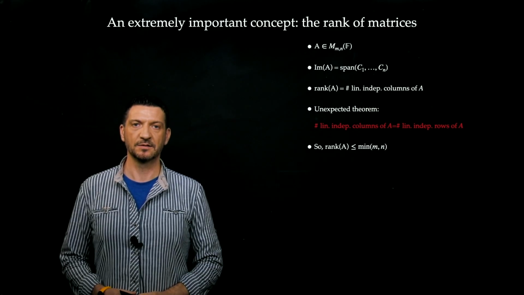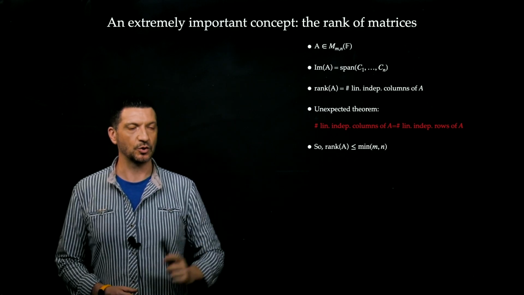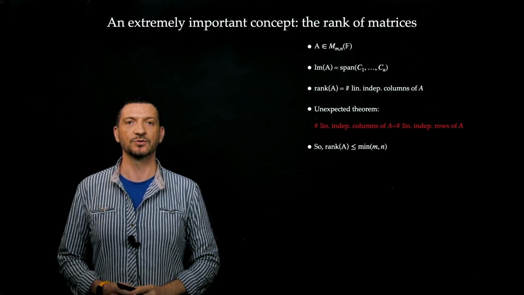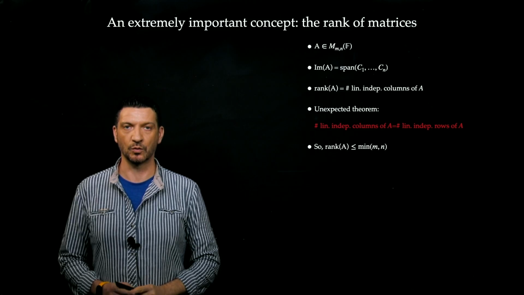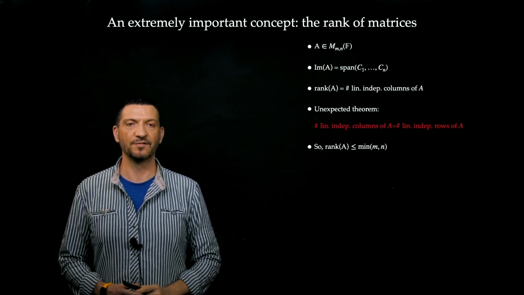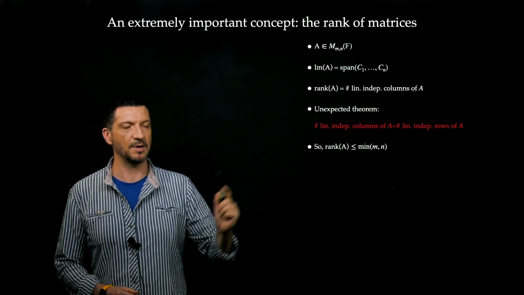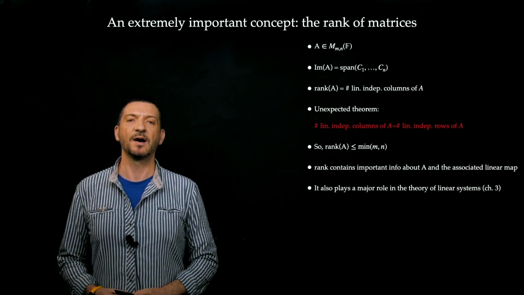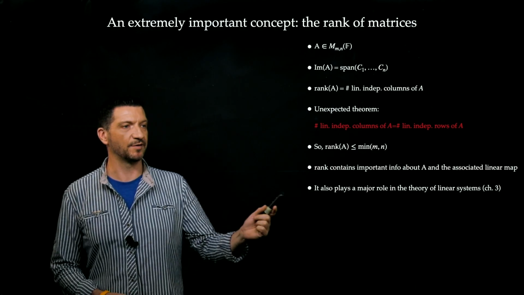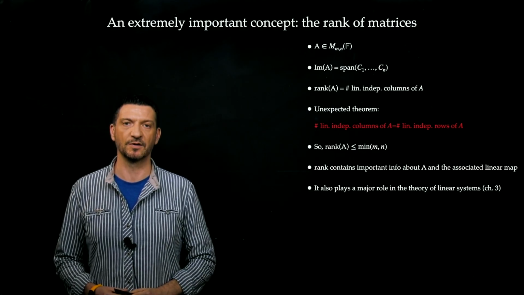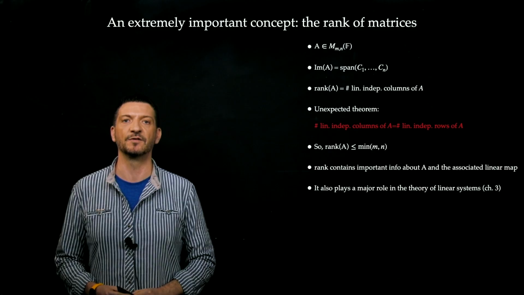Quite unexpectedly, the number of linearly independent columns of A is equal to the number of its linearly independent rows, and so the rank of A is less than or equal to the minimum between m and n. Keep in mind the concept of rank because it will have a huge importance in Chapter 3 when we will deal with systems of linear equations.